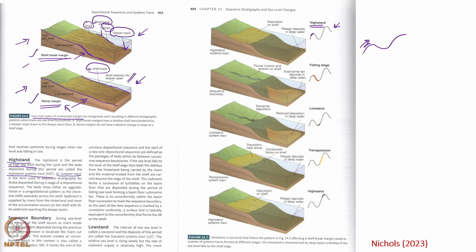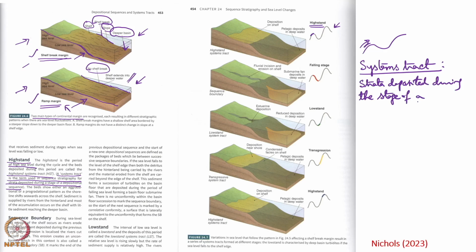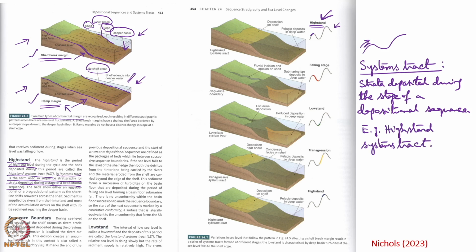A systems tract is a term used in sequence stratigraphy for strata deposited during a stage of a depositional sequence. What is a systems tract? It is strata deposited during a stage of a depositional sequence. So, during high stand the sediment deposited will be called the high stand systems tract. An example of a systems tract is the high stand systems tract.